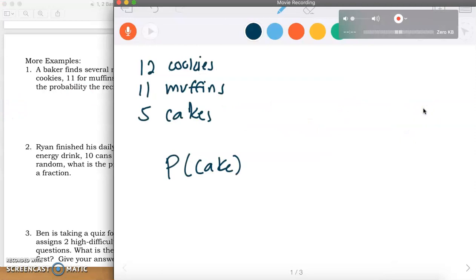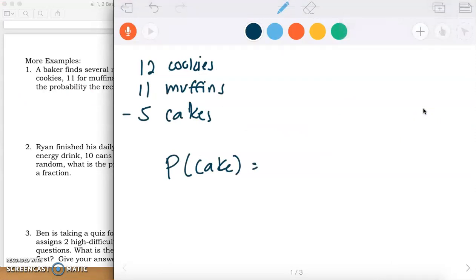So what's the probability of a cake? Well, here's our 5. So now we're looking at that first method that we talked about, right? Theoretical. So we have 5 over, and what's our total? We have 12 plus 11, that's 23, plus 5 more, that's 28. So we have 5 over 28, and that cannot be reduced any further, since 5 is a prime number and 28 is not a multiple of 5. So that would be our answer, 5 over 28.